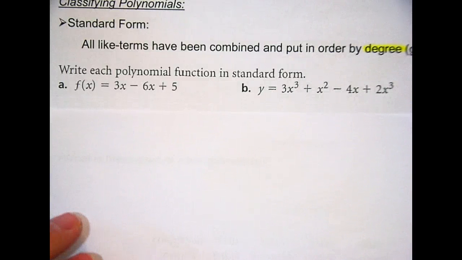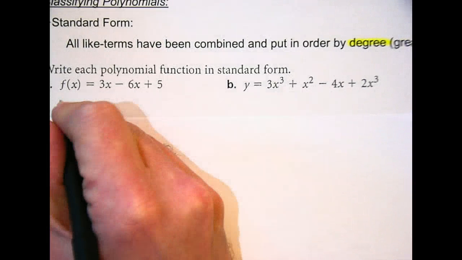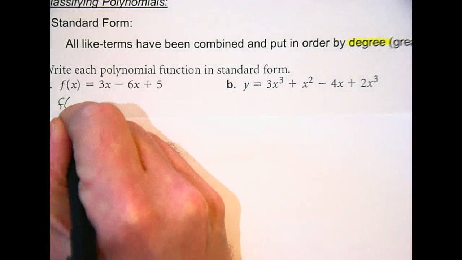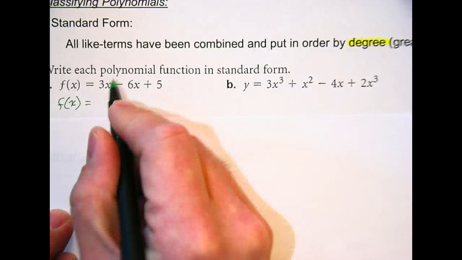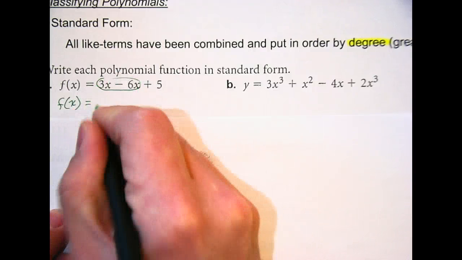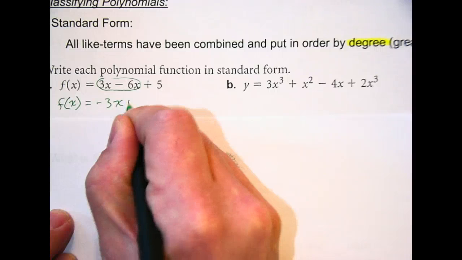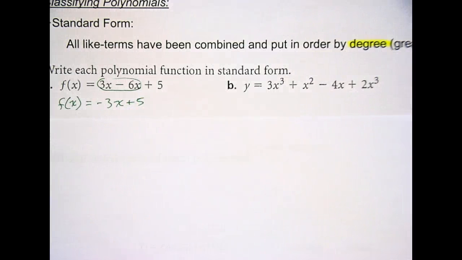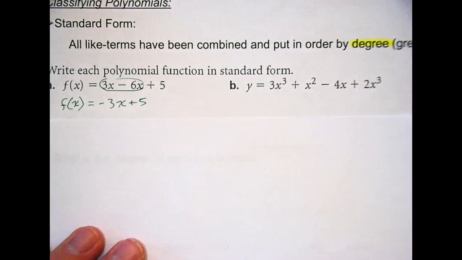All right, let's see. Standard form here. F of x equals, we're going to put our 3x and our 6x together, gives us negative 3x. Plus 5. There is standard form. Everybody got that one?